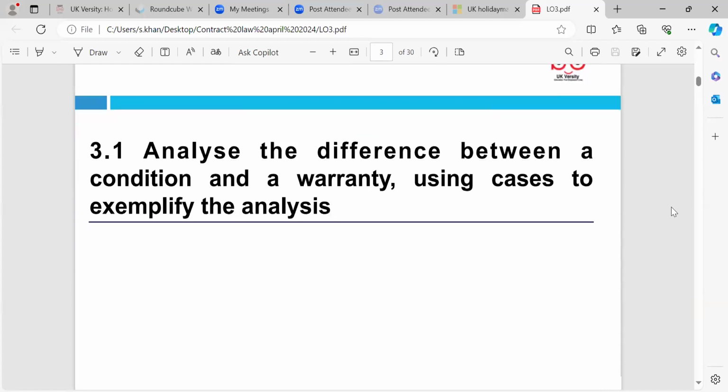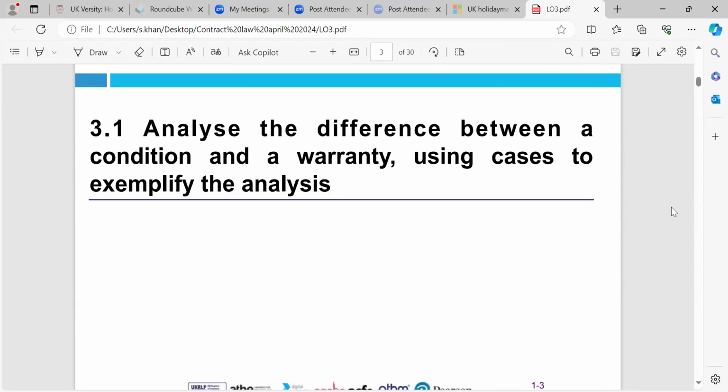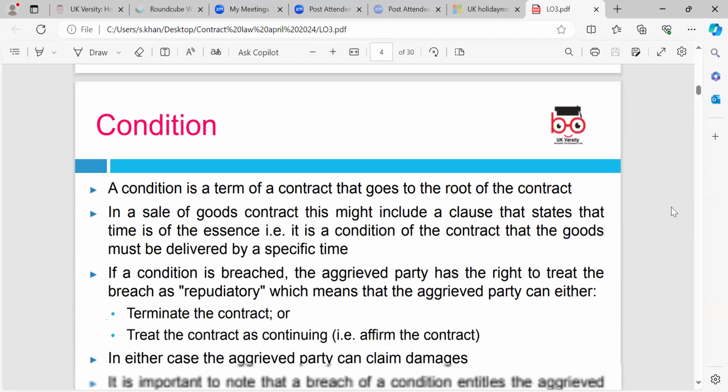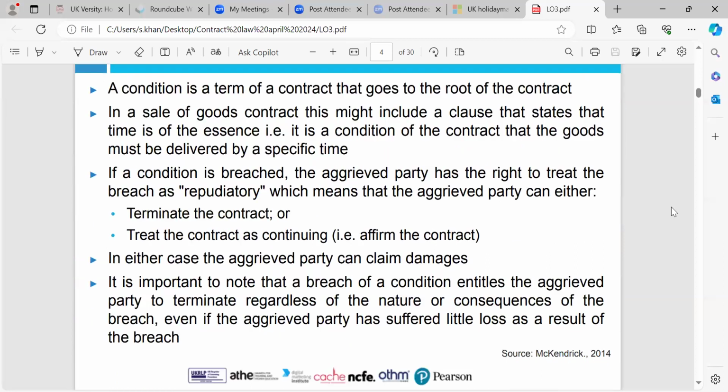So firstly, we're going to look at 3.3, which is to analyse the difference between a condition and a warranty using cases to exemplify their analysis. So firstly, we'll be looking at a condition. A condition, as it is stated, is a major term of a contract which goes to the root of the contract.